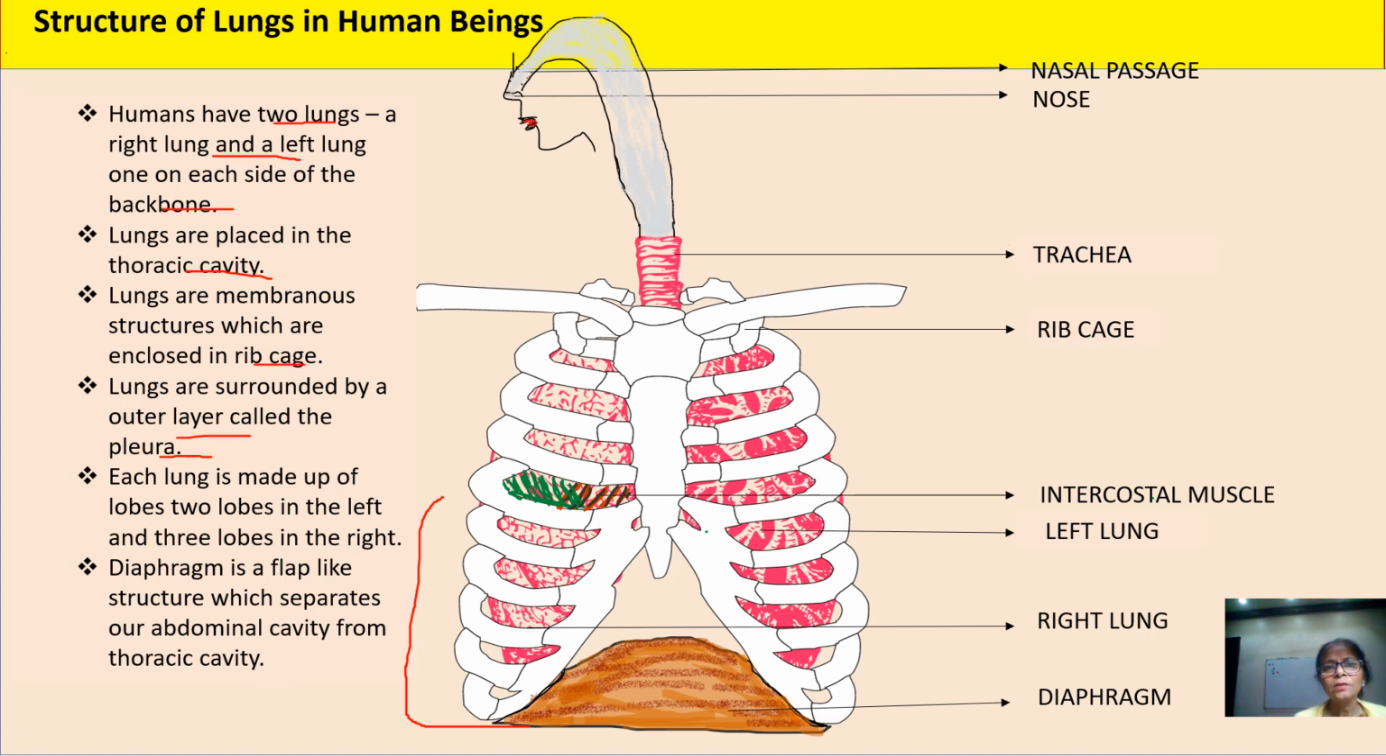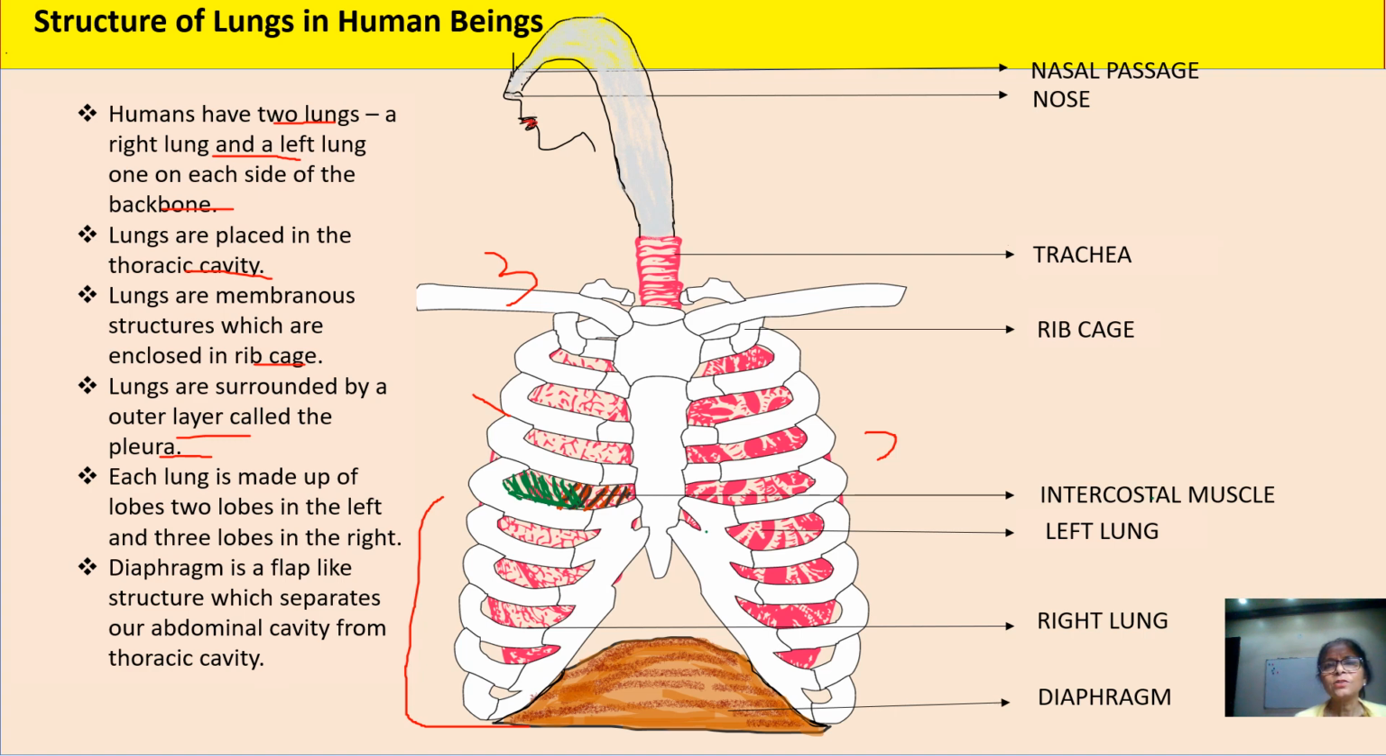The rib cage is a bony structure which protects our very thin and delicate lungs. Each lung is made up of lobes. There are 3 lobes in the right lung and 2 in the left. To learn this, you can use a trick. Right has more letters, so there are 3 lobes. Left has fewer letters, so it has 2 lobes.